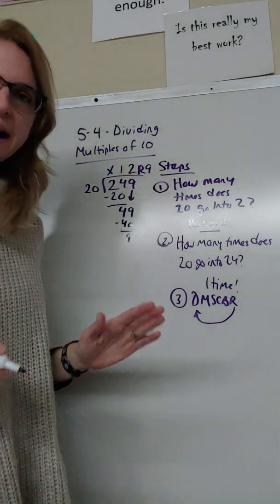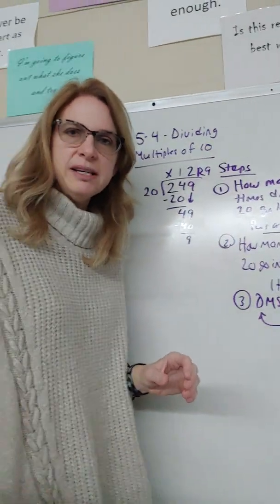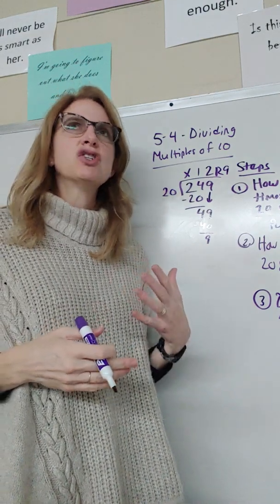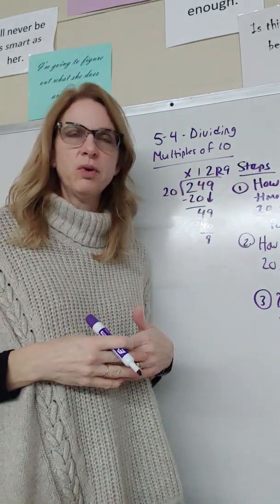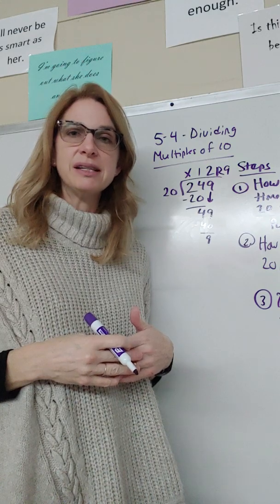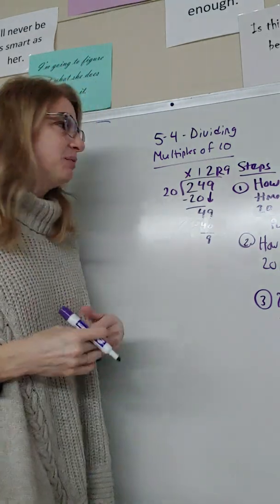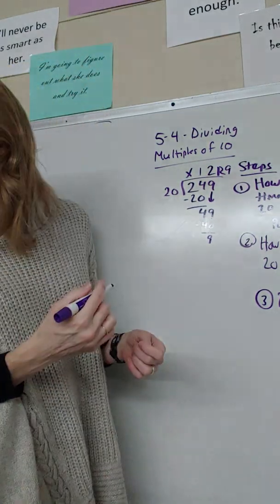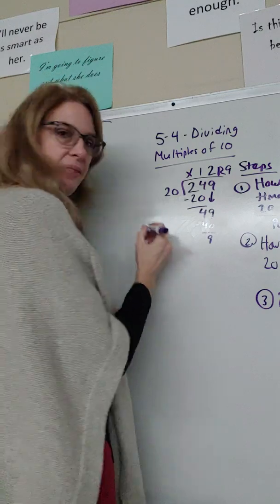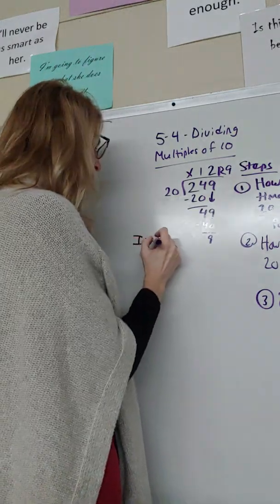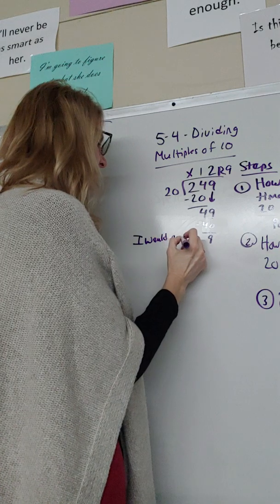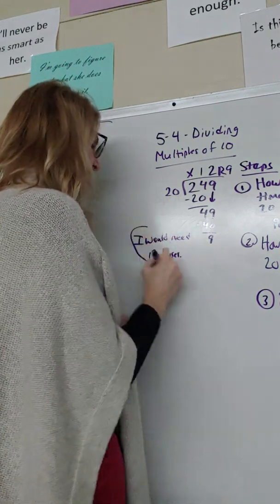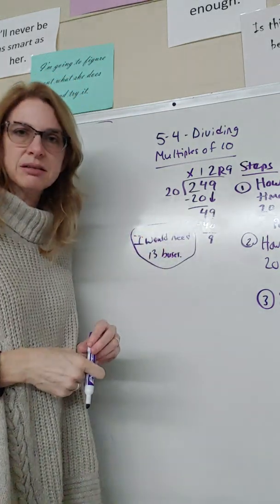Now, let's go back to the question. The question was, how many buses are they going to need? Remember, this is the interpret step of the word problem solving process, where I have to say, well, I can't have 12 remainder 9 buses. So how many buses would I need to transport all these kids? I would need 13 buses. And then I'm going to write that out for my answer. So here's my answer. I would need 13 buses.